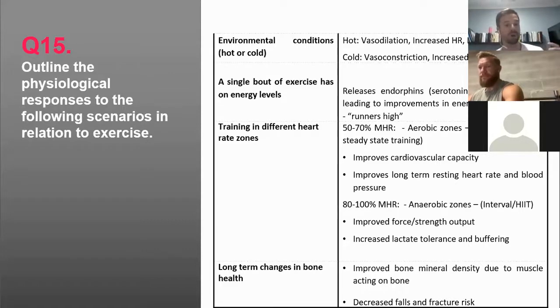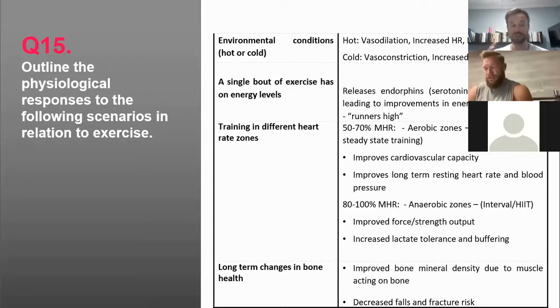So in extreme cold environments, you get something called vasoconstriction, which is the opposite. The blood vessels get really narrow. Does anyone have any idea why our blood vessels constrict in cold environments? Energy. Save energy. And what it does, it'll allow.